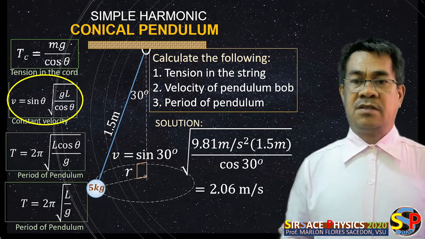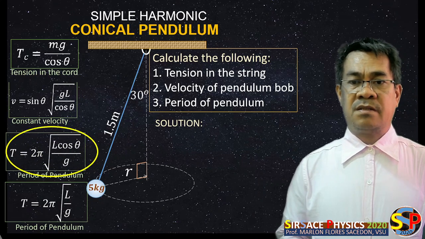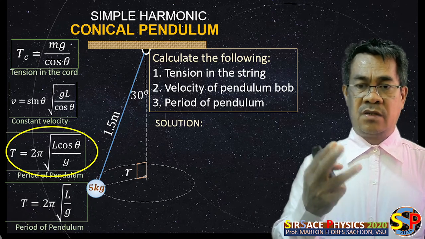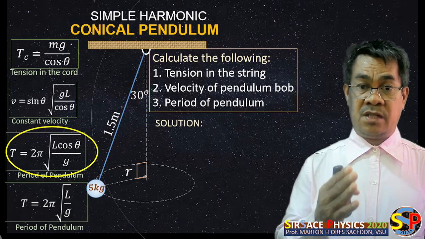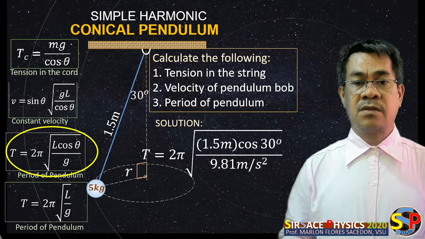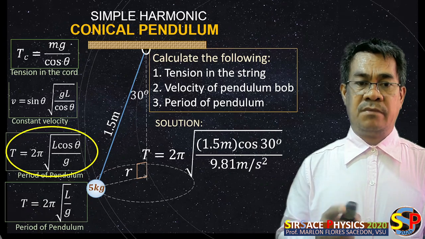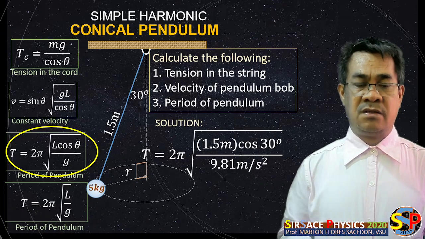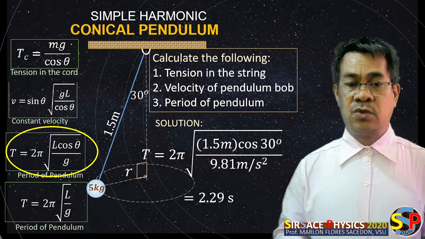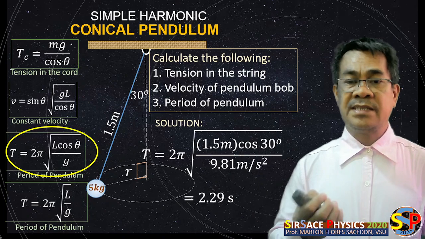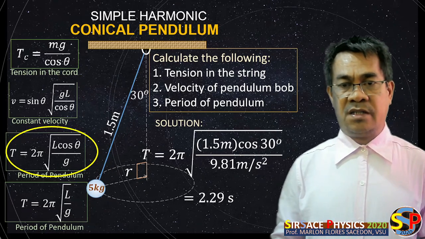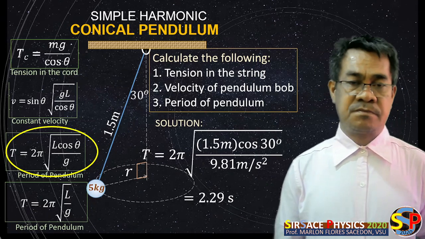Okay, so lastly, for the period of the pendulum, we can use the 2 pi again, square root of L cosine theta over g because the angle is 30 degrees. It is more than 10 degrees. So substitute the values. 2 pi square root of 1.5 meters multiplied by cosine 30, divided by 9.81 meters per second squared, and the answer is 2.26 seconds. This is the period of the pendulum. Okay, so these are the answers to the problem.